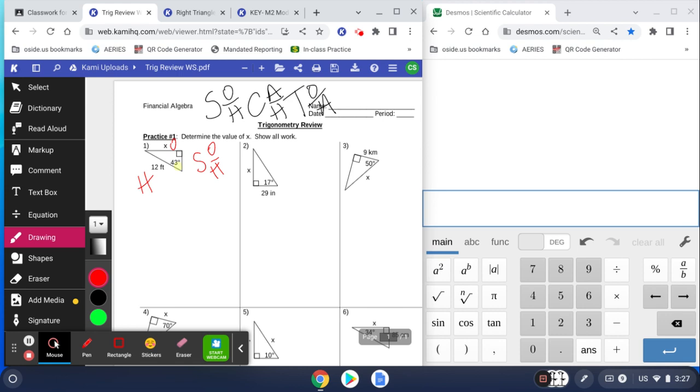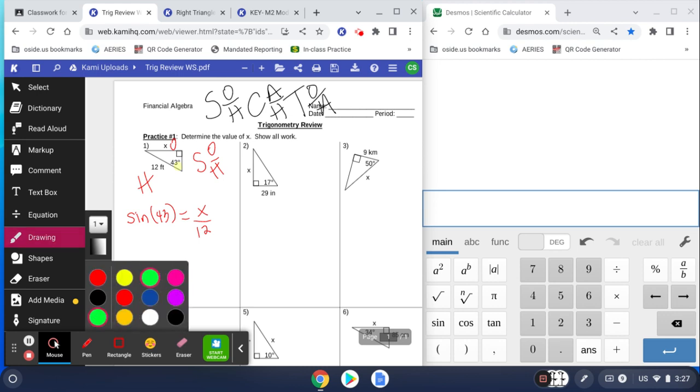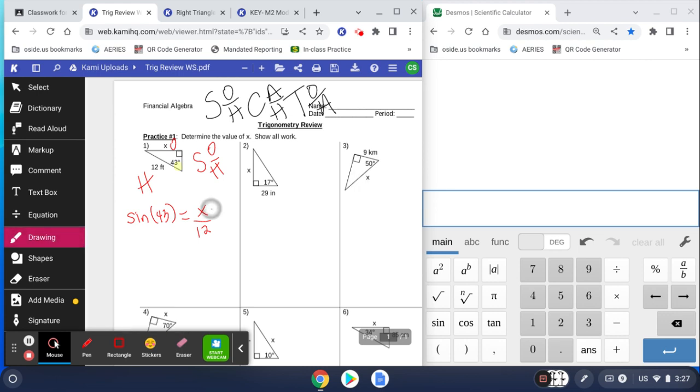So to set up our trig function, we write the sine of the angle, 43 degrees, given right there in the image, is equal to the opposite over the hypotenuse. That's my ratio that I want. So my opposite is the variable, the number I'm going for, and the hypotenuse is 12 feet.